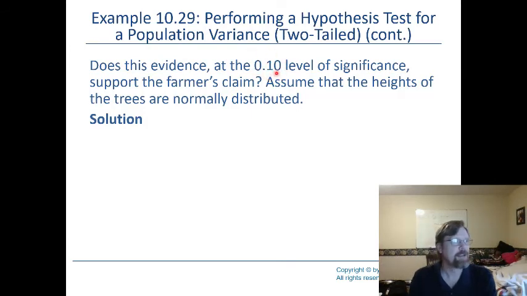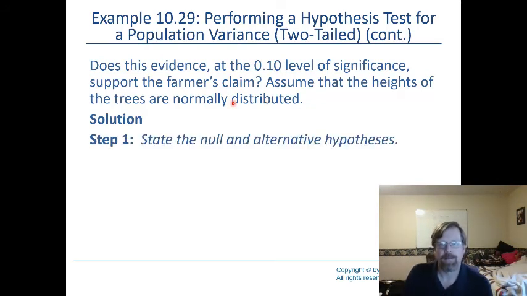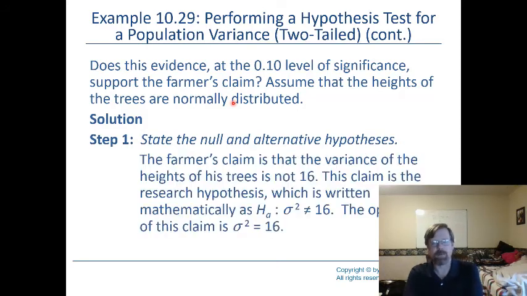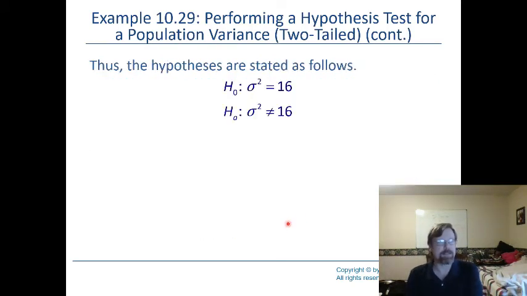Okay, so null and alternative hypothesis. He thinks that the variance is not 16. So the logical alternative would be that the variance is not 16. So sigma squared is variance. Alternative hypothesis is that it is not 16. Null hypothesis is that it is 16. So H sub 0 for null, H sub A for research or alternative hypothesis.